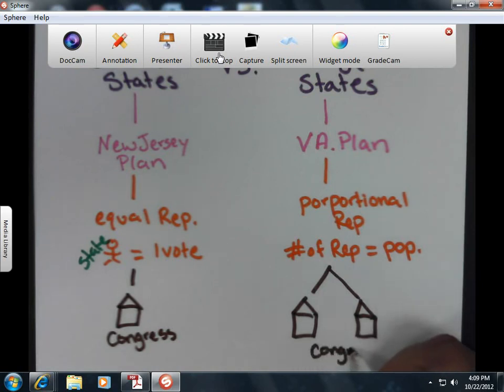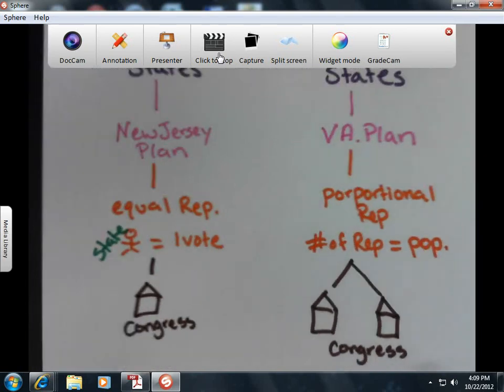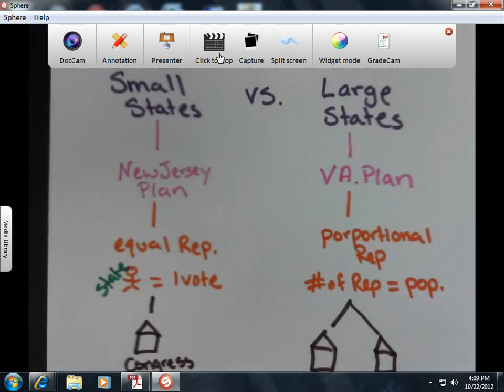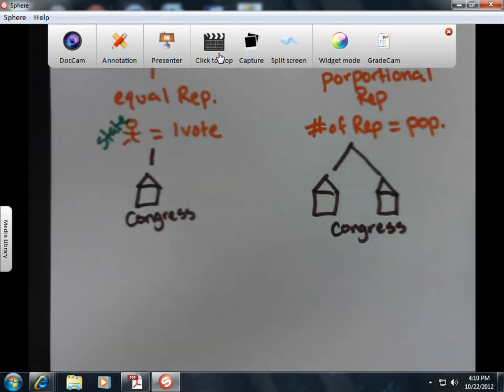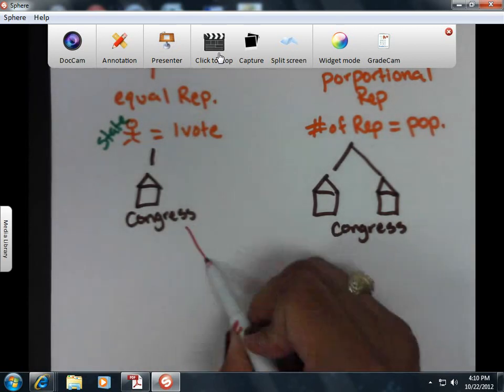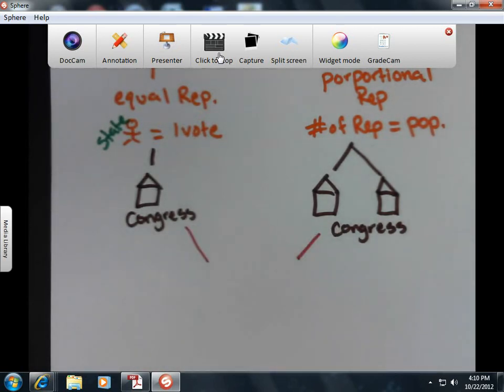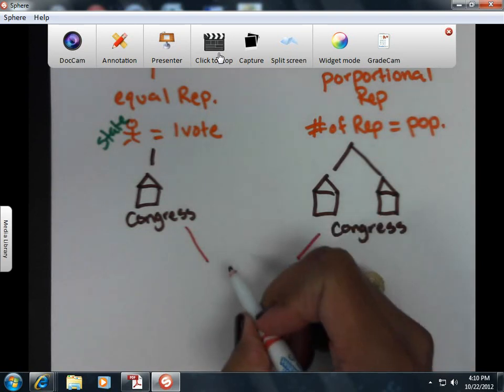And as we know, when two sides disagree, one thing that they have to do is compromise. And that's exactly what happens here. Small states versus large states, New Jersey versus Virginia, what we have is a compromise. This compromise is really a big deal, and I think it's funny because it's called the Great Compromise.